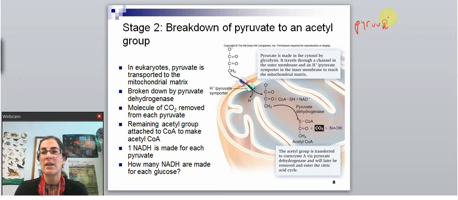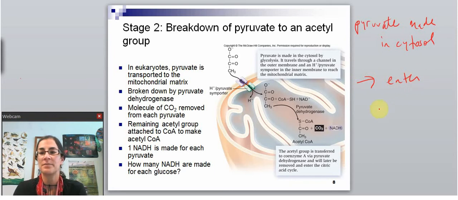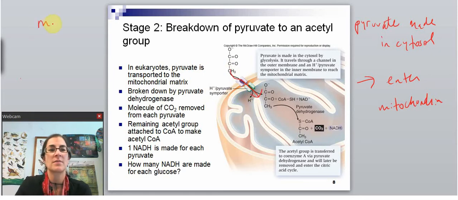So remember that the pyruvate was made in the cytosol because that's where glycolysis occurs. So it needs to enter the mitochondria. And so this is a transport process. There's a symporter that will move the pyruvate into the mitochondrial matrix. So the breakdown of pyruvate is going to occur in the matrix of the mitochondria.